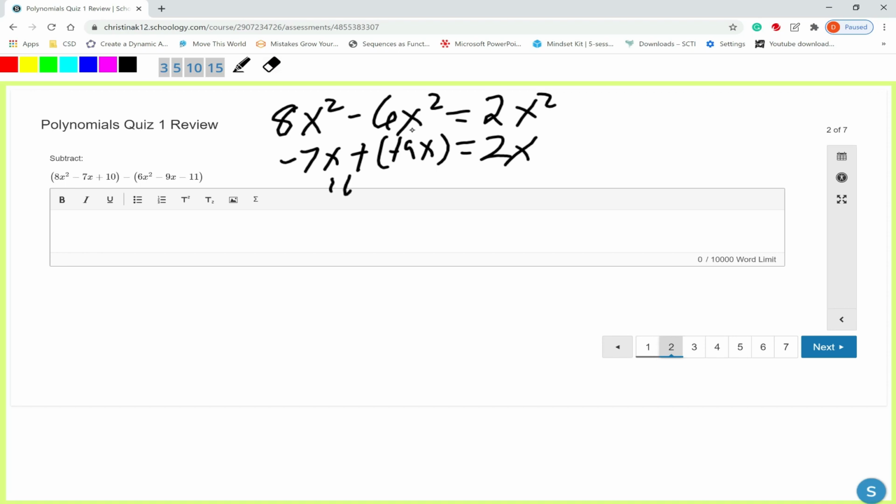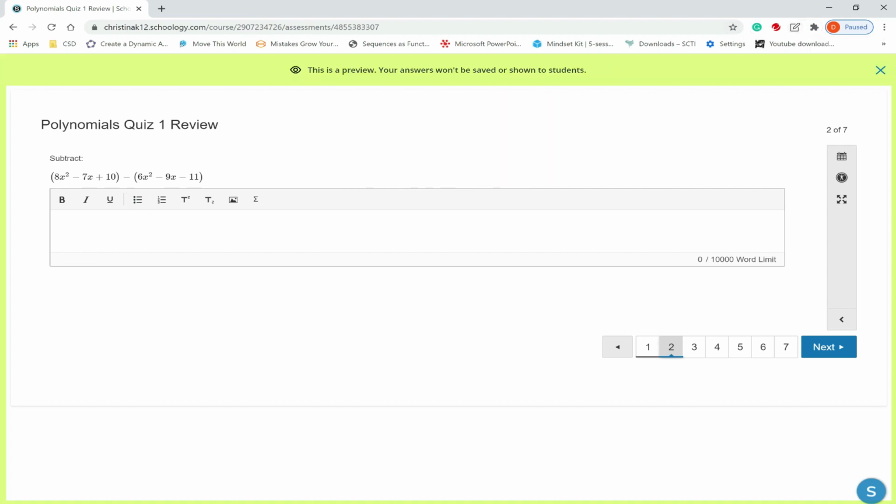And then 10 minus negative 11, change, that's going to give me a positive 21. So my final answer is going to be 2x squared plus 2x plus 21. All I have to do now is enter that into my box. So we'll type in 2x squared plus 2x plus 21, and we're done.